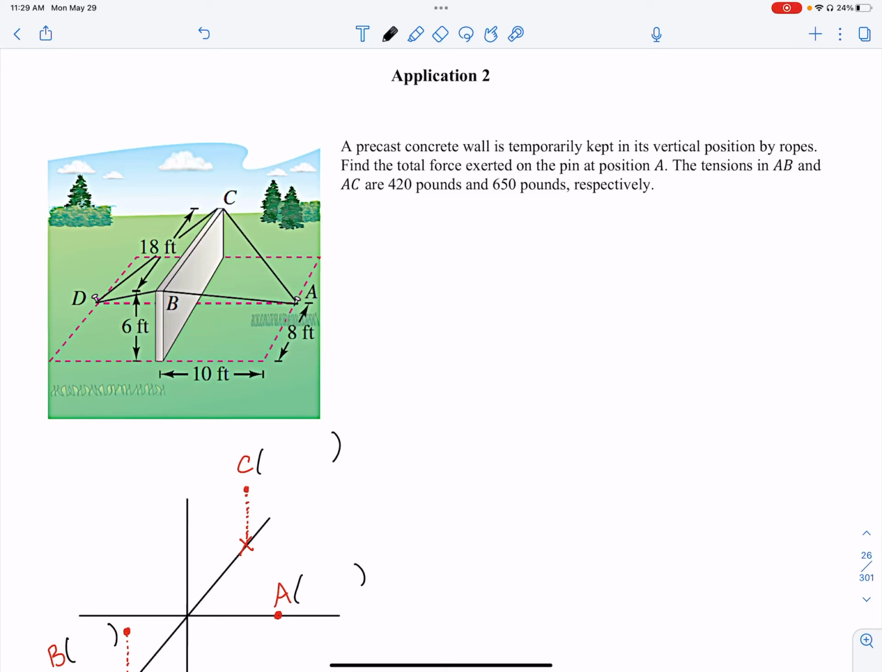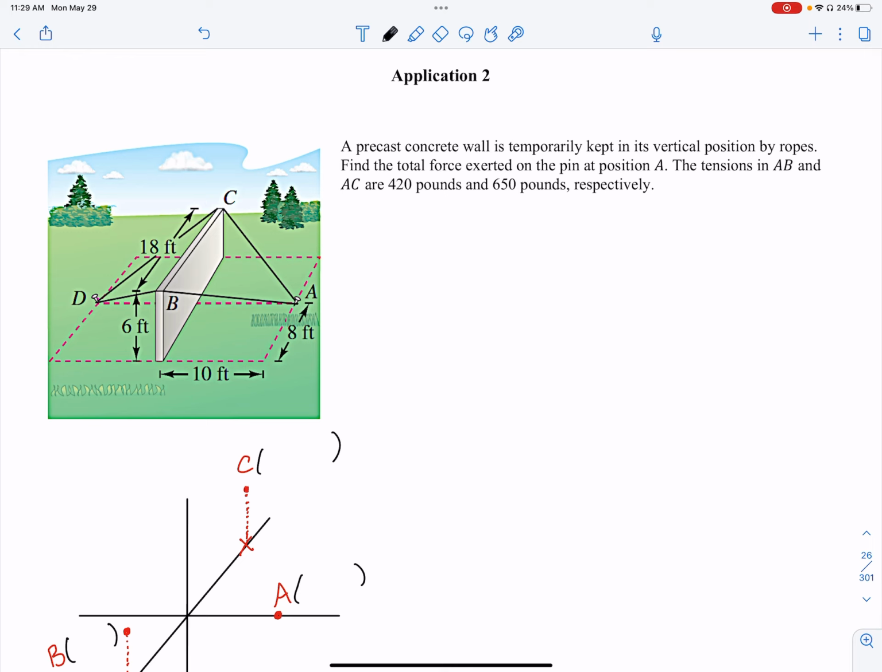In this video, we are going to continue our discussion of vectors in 3-space with another application. A precast concrete wall is temporarily kept in its vertical position by ropes. Find the total force exerted on the pin at position A. The tensions in AB and AC are 420 pounds and 650 pounds, respectively.